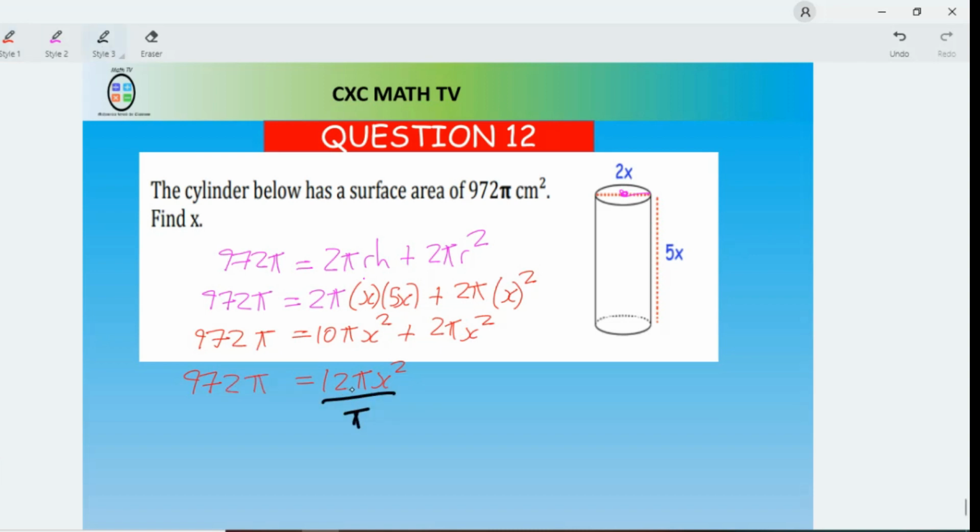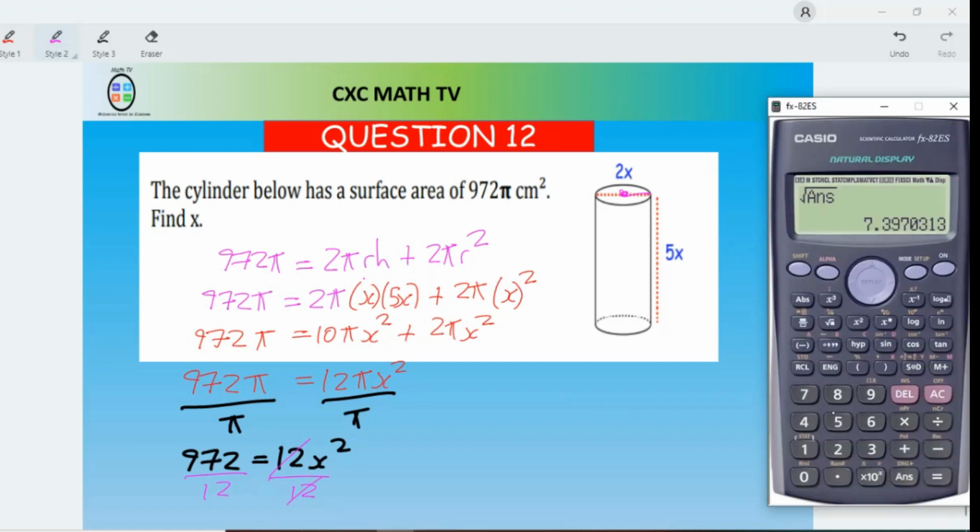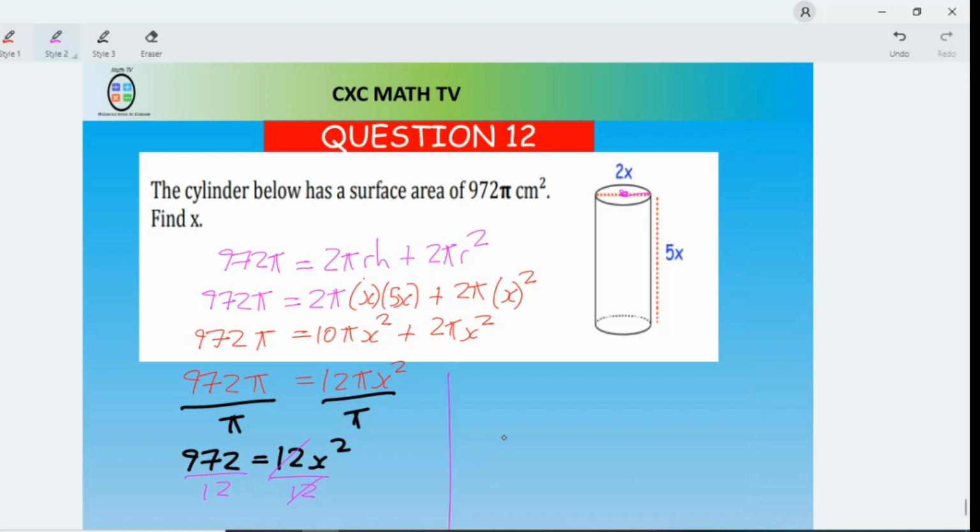Now we can get rid of pi by dividing both sides by pi. So 972 is now 12x squared. Now we can divide both sides by 12. Dividing both sides by 12, when we divide 972 by 12, the result is 81. So guess what? 81 is equal to x squared. So x must just be 9. So we got the value of x. x is equal to 9 centimeters.